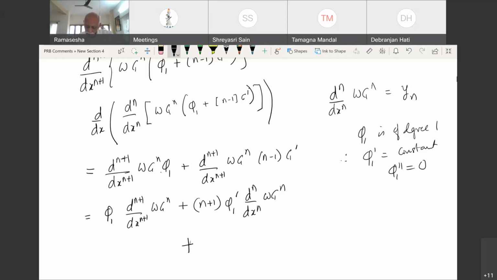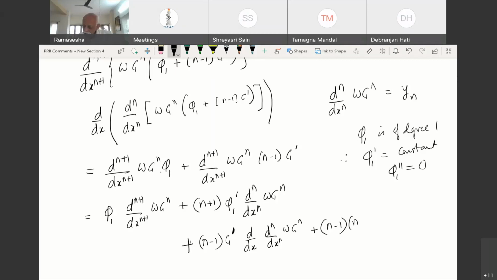Plus d by dx, I'll write it as n minus 1 g prime into d by dx of d^n upon dx^n of w g^n, right? So there will be one term, plus n minus 1 into n plus 1 g double prime into d^n upon dx^n of w g^n.